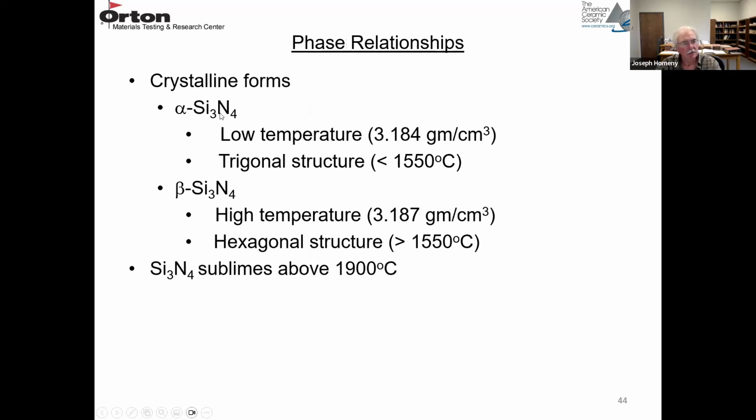There's an alpha silicon nitride at low temperatures and a beta silicon nitride at high temperatures. So the alpha silicon nitride is in the trigonal crystal structure, and it's stable up to 1550 degrees C. It's about 3.18 grams per cubic centimeter. The beta silicon nitride is hexagonal, so it's hexagonal greater than 1550 degrees C, and it has about the same density as alpha silicon nitride. Just like silicon carbide, it doesn't have a melting point, but it decomposes at about 1900 degrees C.